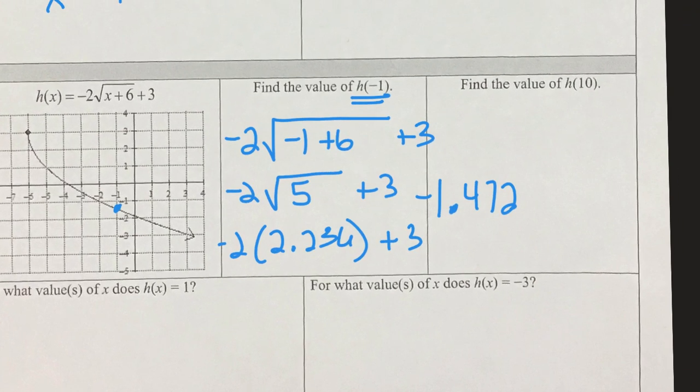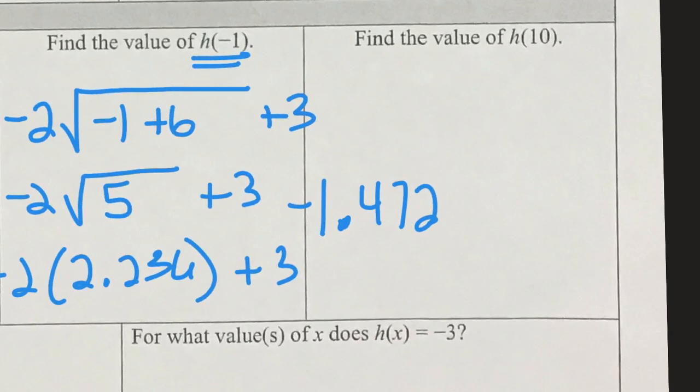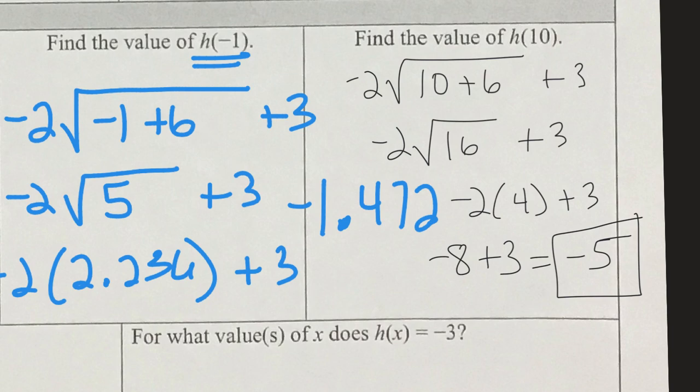And h of 10, well, h of 10 is not on the graph, so this is definitely something we have to do algebraically. Okay, so I'm going to do it and be right back. So this would give me a y value of negative 5.